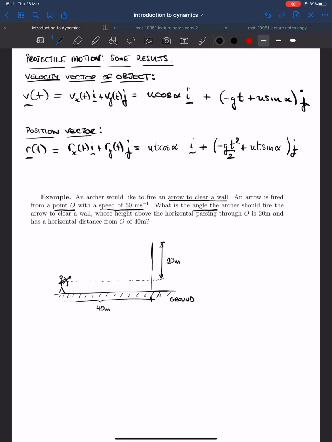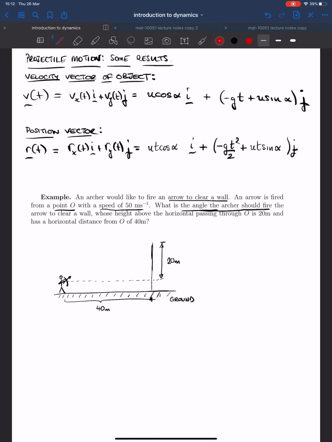The archer should fire this in order to clear a wall whose height above a horizontal passing through O is 20 meters and has a horizontal distance from O of 40 meters. All right then.